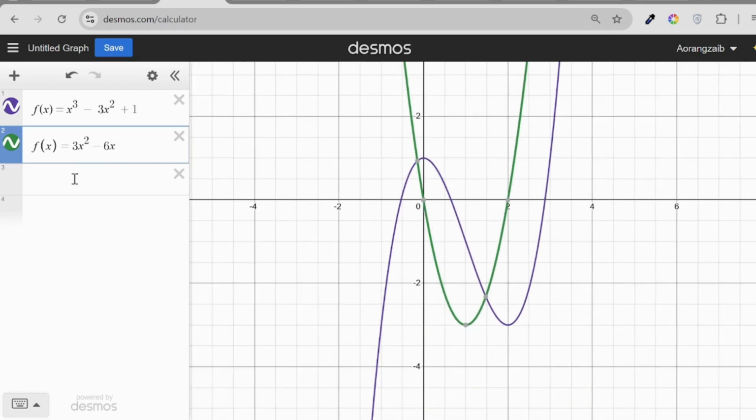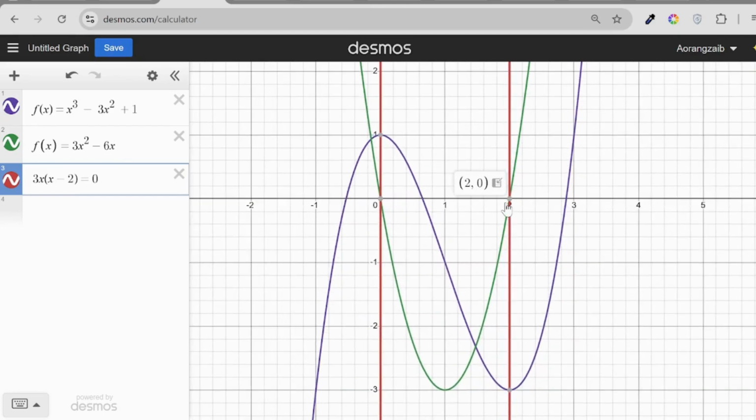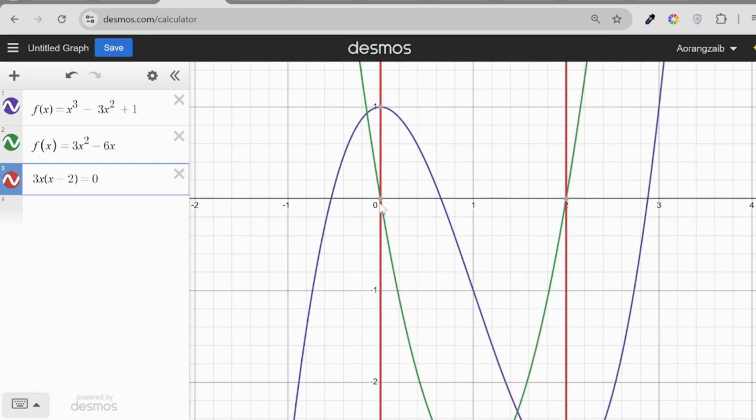Now identify critical points. Critical points are where f'(x) equals 0. In Desmos, add this equation, and you will see two critical points, x equals 0 and x equals 2. Finally, analyze the behavior around critical points. Let's check the sign of f'(x) around x equals 0 and x equals 2.